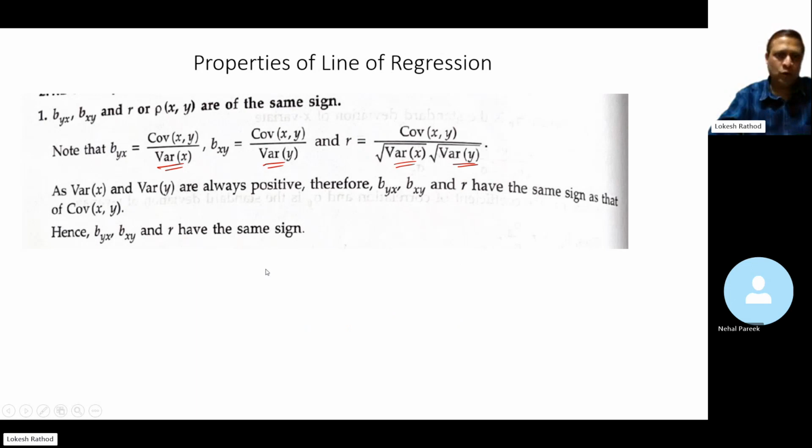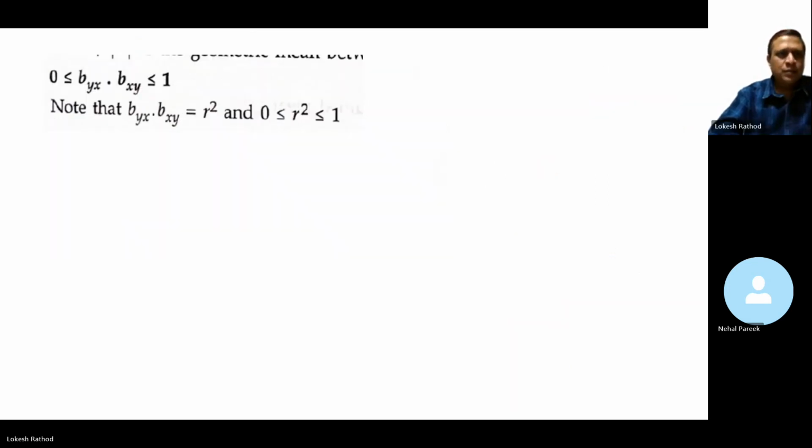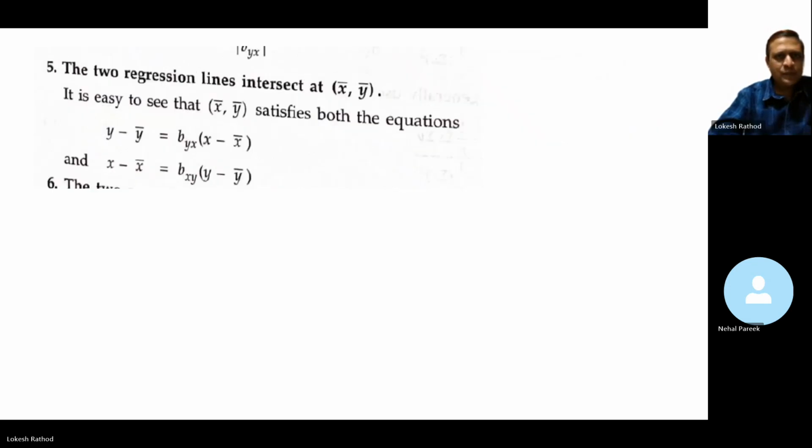Then we saw properties. Byx, bxy and r are all of the same sign. R is the geometric mean between byx and bxy; this we remember for formula questions. R square is byx times bxy, and the product is between 0 and 1. So if one is numerically greater than 1, the other is numerically smaller than 1.